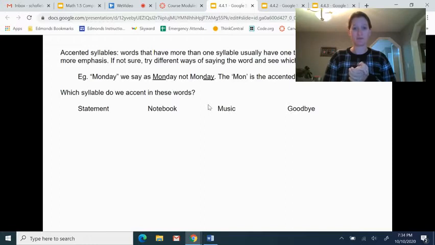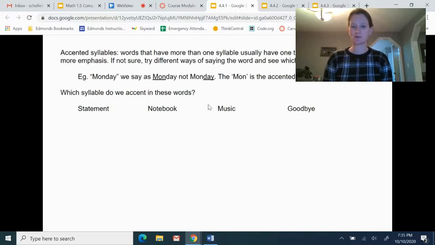For example, the word Monday. When we say Monday, the mun syllable, we put a little more emphasis on. We don't put the emphasis on day. We don't say Monday, we say Monday. So when we listen to the word Monday, the mun is the accented syllable.